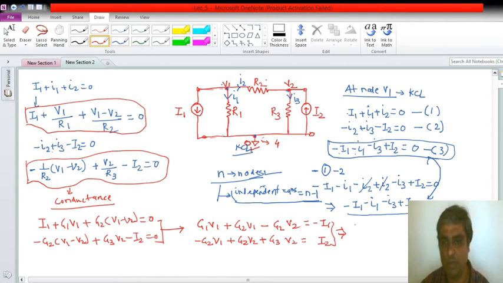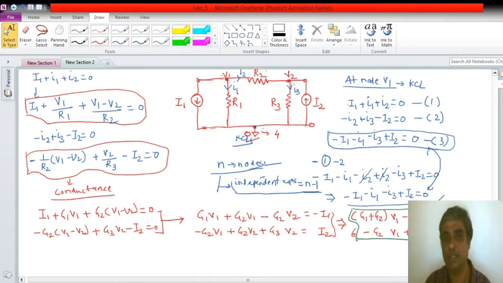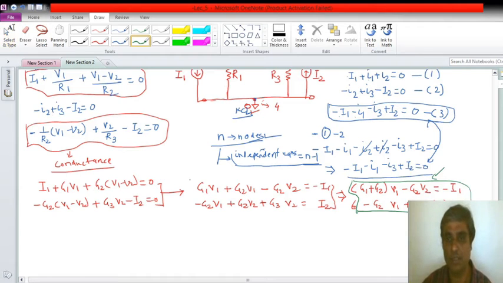It will be (G1 + G2)V1 - G2V2 = -I1, and for the second it is -G2V1 + (G2 + G3)V2 = I2. Okay, so this is my new form, and what I observe is that this is nothing but the linear algebra form. So I can express this in terms of matrix representation, right?